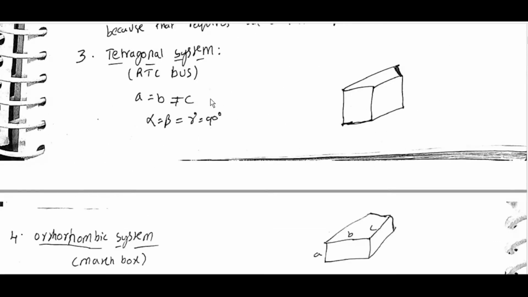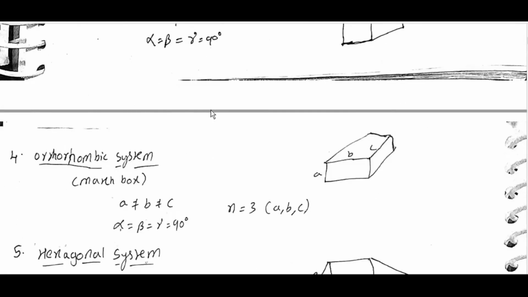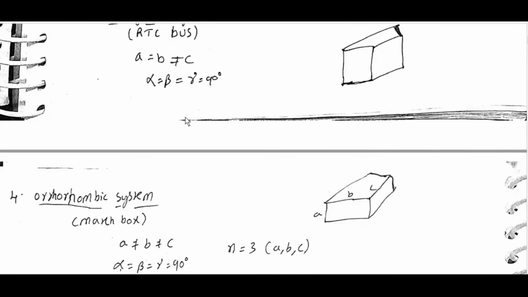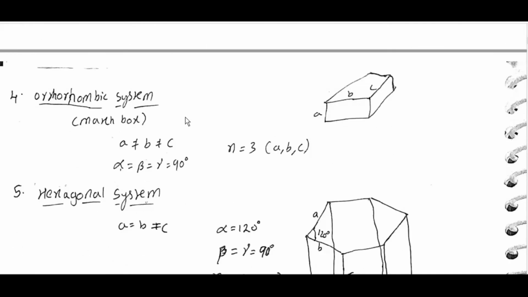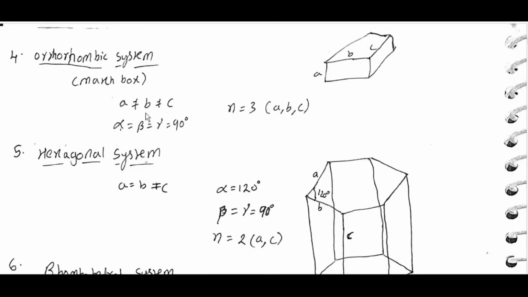Tetragonal system: it is similar to an RTC bus, a square and then a rectangle. Here a equal to b not equal to c, but alpha equal to beta equal to gamma equal to 90 degrees. Here n is equal to 2. Orthorhombic system: it is similar to a matchbox. a not equal to b not equal to c, alpha equal to beta equal to gamma equal to 90 degrees, n is equal to 3. We should know a, b, c.